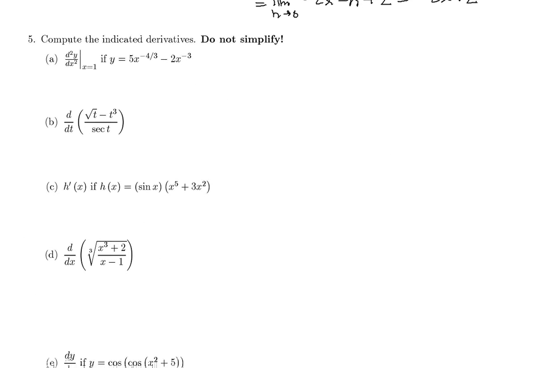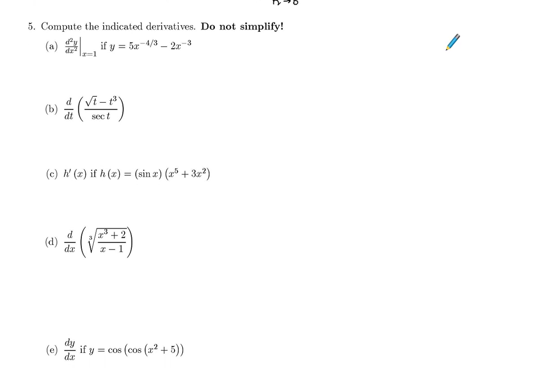All right, next up we are computing some derivatives but not simplifying. So it'd be a little bit of a time saver on the exam. So here remember this notation, d2y dx squared is telling you to take two derivatives, and then the vertical bar is telling you to evaluate at x equals 1. Okay, so here's our y. So let's go ahead and figure our two derivatives, and then we'll plug in our x value.